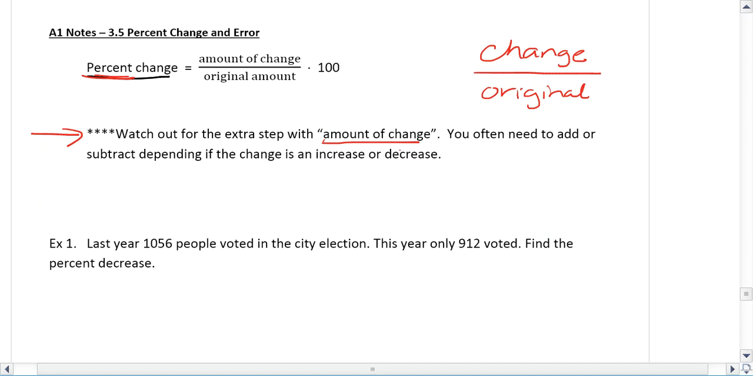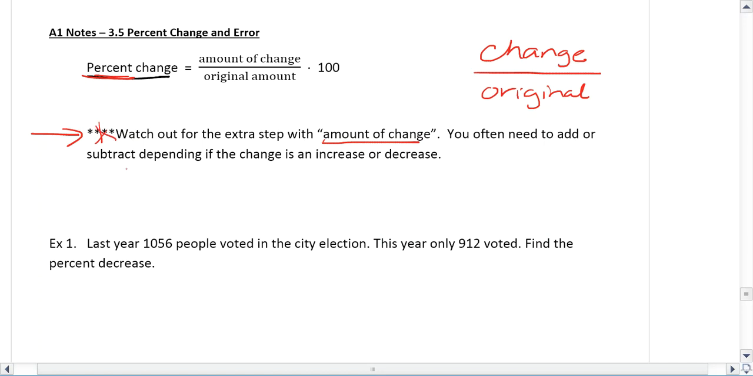If there's a sale price that was marked down from a regular price, you'd have to subtract those to find out how much it changed. And then sometimes you add it on or subtract it at the end of the problem. So sometimes this extra step is at the beginning, sometimes it's at the end. So you really need to watch out and think about what you're doing with these numbers.